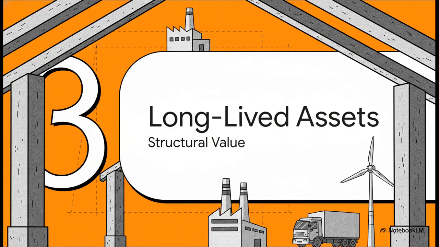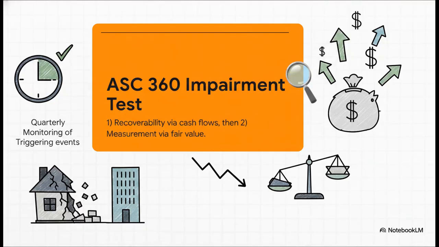Now, let's look at the heavy structural beams of our financial house, long-lived asset policies. This is where we account for the massive, big-ticket items that drive value over many years. For long-lived assets, the SSAP must detail the two-step ASC 360 impairment test. Step 1, checking recoverability via undiscounted cash flows. If those fall short, you move to Step 2, measurement via fair value. The policy also has to explain exactly how triggering events are monitored quarterly.